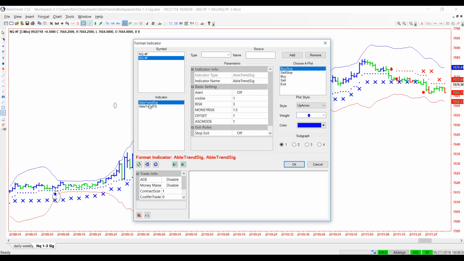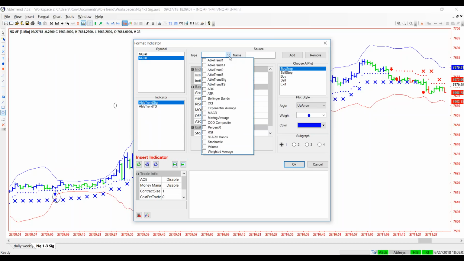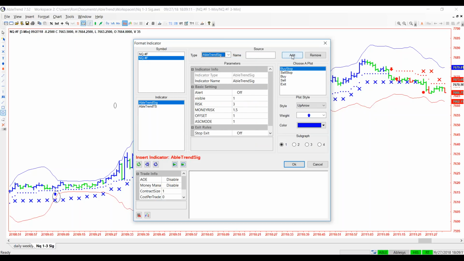Now, we added AbleTrend SIG to the higher time frame. Okay, this is a 1 minute, 3 minute chart. So all we do is we just hit the drop down box, put a check mark in SIG, and click add. Now, the thing is, I change it. I like the arrows, up arrow and the down arrow. Otherwise, you get little dots.